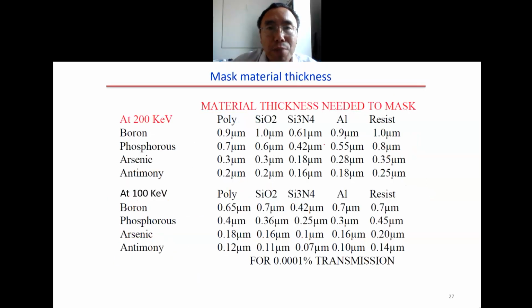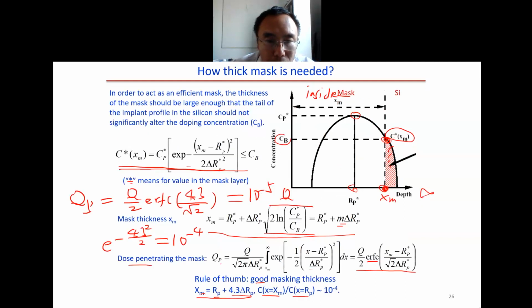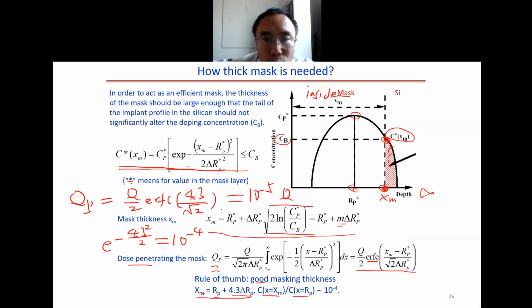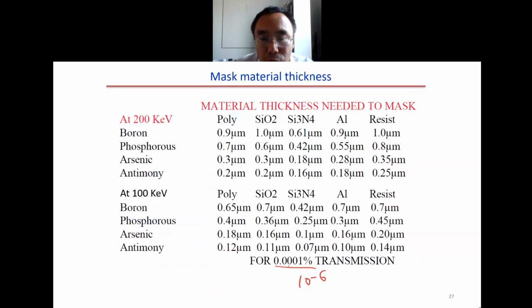Now here's the example for the mask material thickness, but in this case the dopant, this number here, is given by this one. So this is 10 to the minus 6. What we see here is 10 to the minus 5. So the value here corresponds to 10 to the minus 6 of the dopant that penetrates, transmitted into the substrate. As you can see, the higher the energy, the thicker mask we need. Boron is light. We have lighter ions, and they can go deeper.